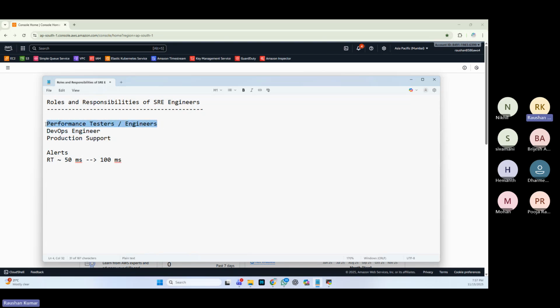performance tester engineers have the right skill to be upgraded or to transition to SRE engineers, because as a performance tester engineer, as I was telling, you simulate load like prod, and we try to create a prod-like scenario, at least the load part, and we see how my application is performing. But prod is a different ball game.